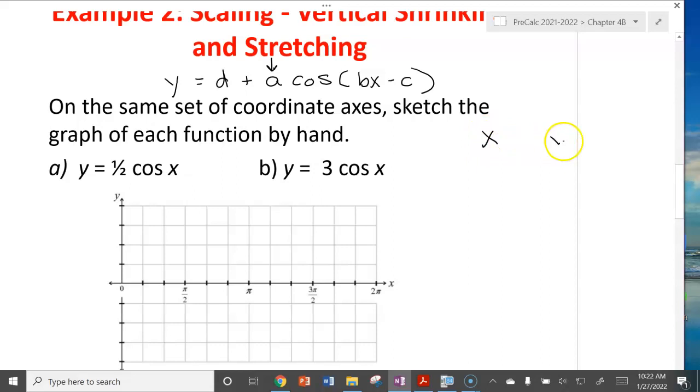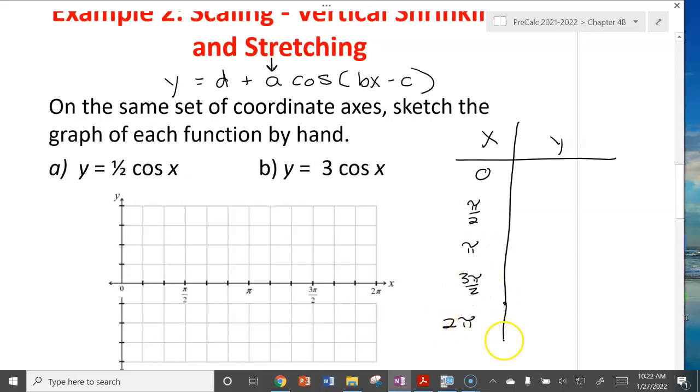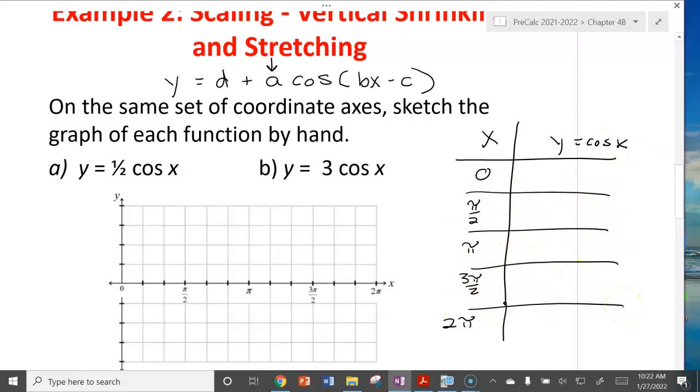So I'm going to get us an xy table. We're going to use 0, pi over 2, pi, 3 pi over 2, and 2 pi. And y is going to be the cosine of x. So here's our xy table. Cosine of 0 is 1. Cosine of pi over 2 is 0. Cosine of pi is negative 1. Cosine of 3 pi over 2 is 0. Cosine of 2 pi is 1.